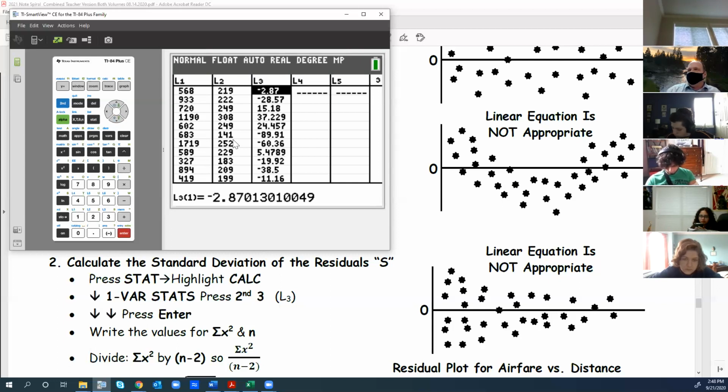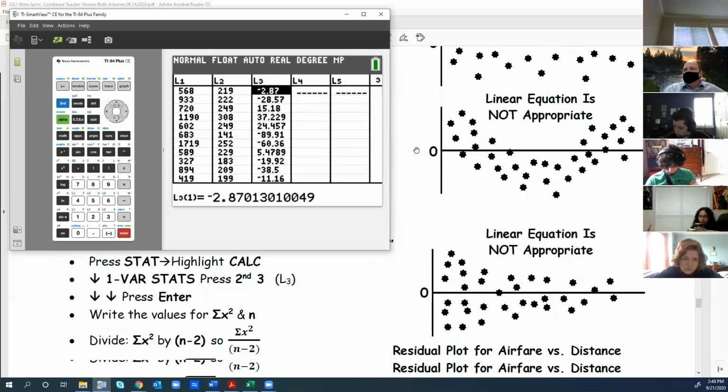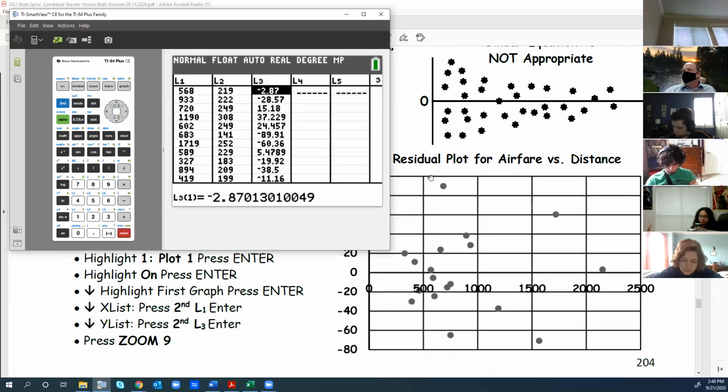Sometimes I was off by a lot. I was off by 60. Sometimes I'm pretty close. Okay? But now we're going to create the residual plot. And the residual plot that we're going to create looks like this one at the very far corner of page 204.